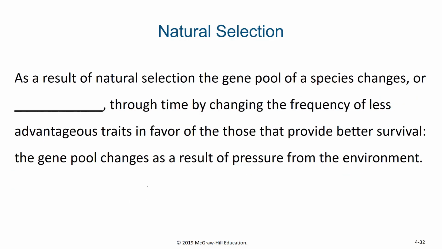As a result of natural selection, the gene pool of a species changes or shifts through time. By changing the frequency of less advantageous traits in favor of those that are better suited for survival, the gene pool changes as a result of pressures from the environment. This is what natural selection is. This is what drives evolution.